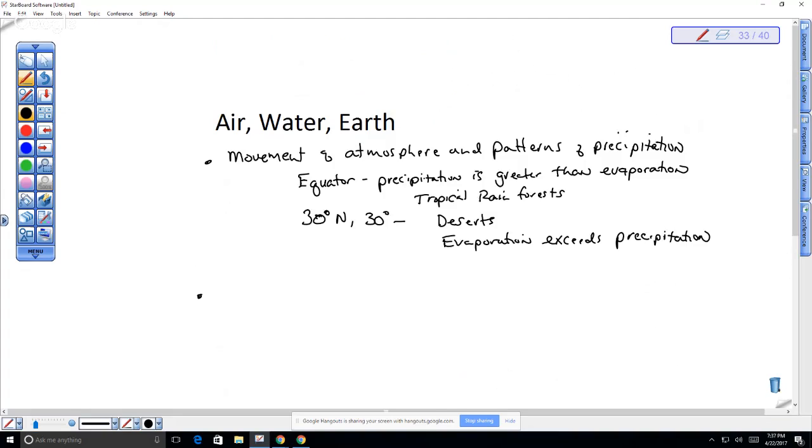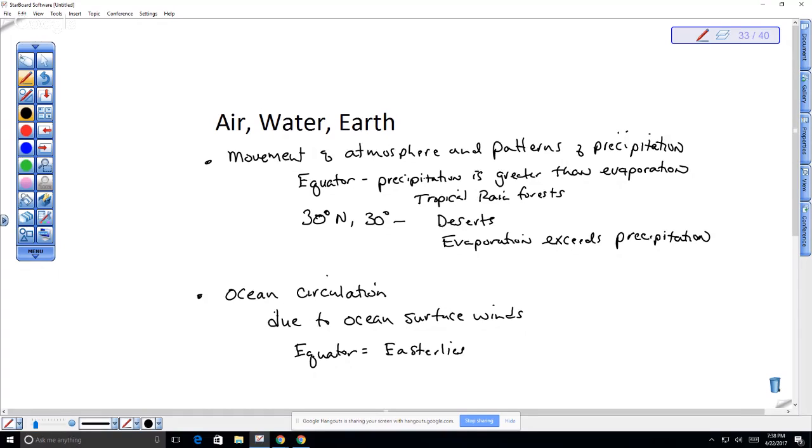And then we can look at water. So when we talk about the water, we can talk about ocean circulation. And this is due to ocean surface winds, and they kind of transfer some of the energy to the water to cause them to flow in a particular direction. And so, for example, at the equator, we have what are called easterlies. So this means that the air moves from the east towards the west. And we do not see easterlies where we live.